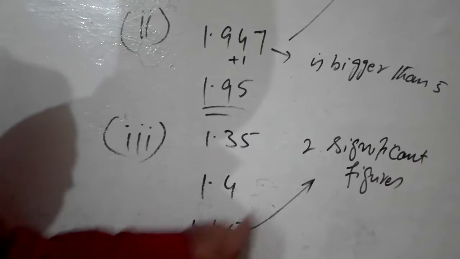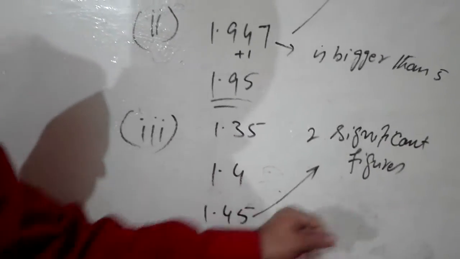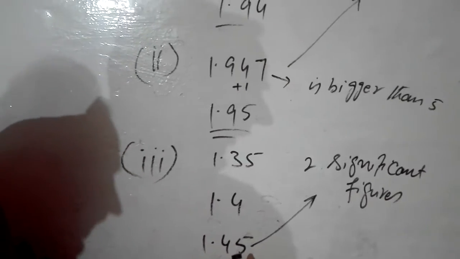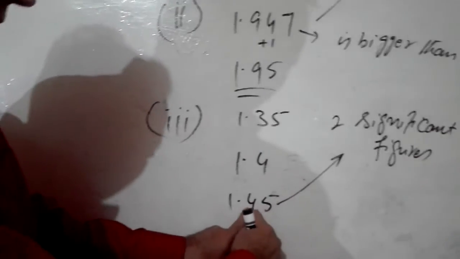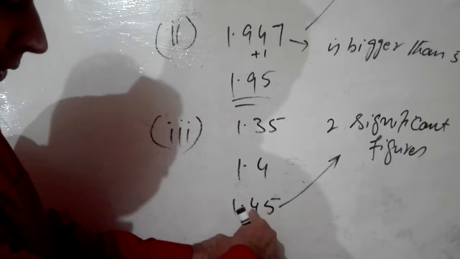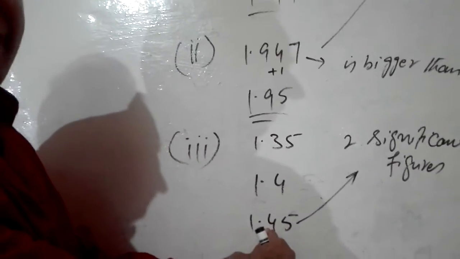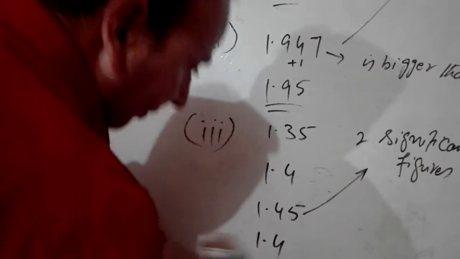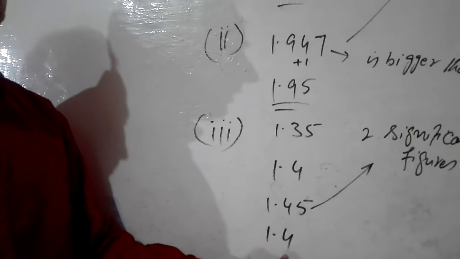Round this number into two significant figures. Now look at the number, which ends in 5, but if I add 1, the number will become even. Number 5, so I will not round it. I will write it as it is, 1.4, because 4 is already an even number.